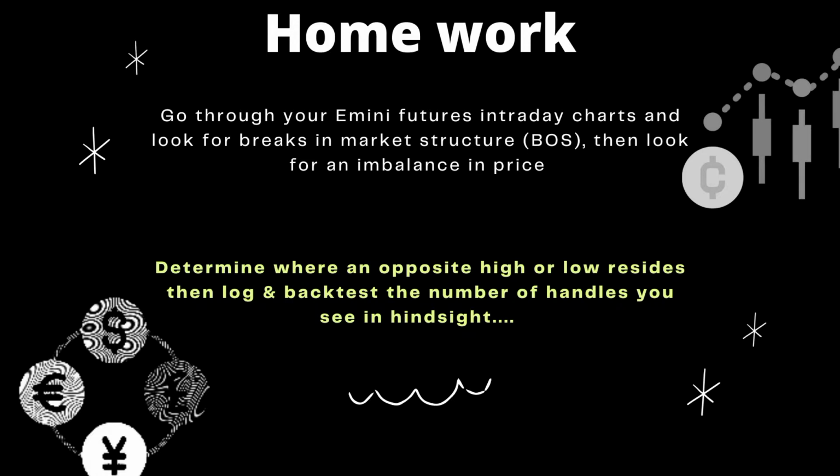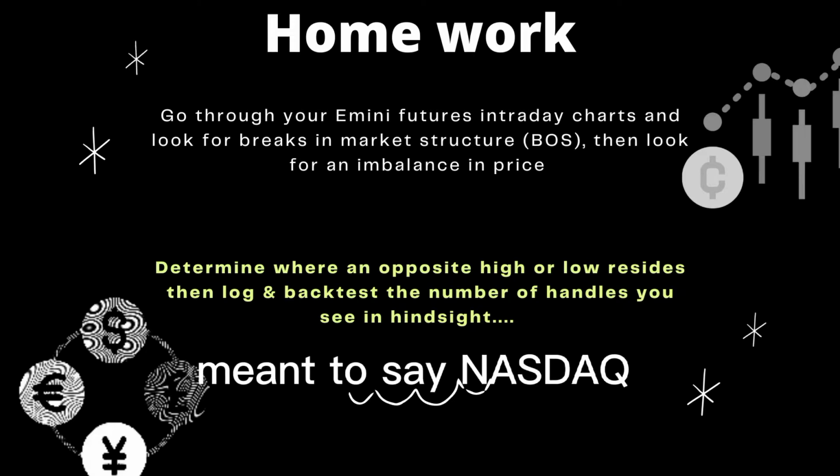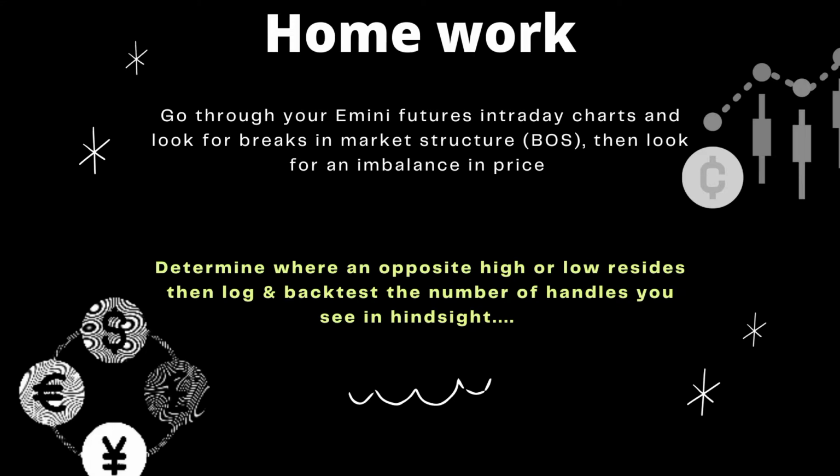So he gave us an assignment. We have to determine where an opposite high or low resides. Then log and backtrace the number of handles you see in hindsight. So basically what we're trying to do is determine how much move we get from seeing this in hindsight. Okay, we saw the setup happen here, it happened there. So how much move in handles? You call it handles, that's what they measure the futures with, but normally in forex we measure it with pips. So we can say, okay, how many pips did they move away from this setup?